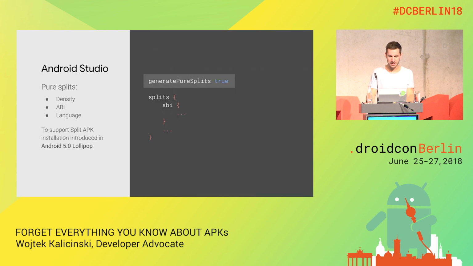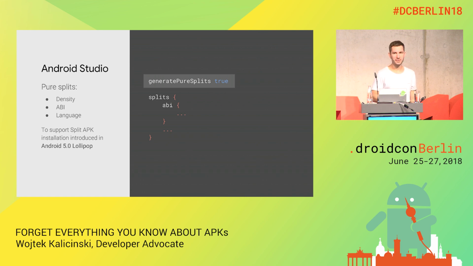So in order to actually generate splits and something that we properly call split APKs, there was, for a long time, a hidden directive in Android Studio that works together with the splits command called generate pure splits. The problem was we never talked about it because it was not supported by Play Store. It was supported actually from Android 5 Lollipop. It was supported by the framework.